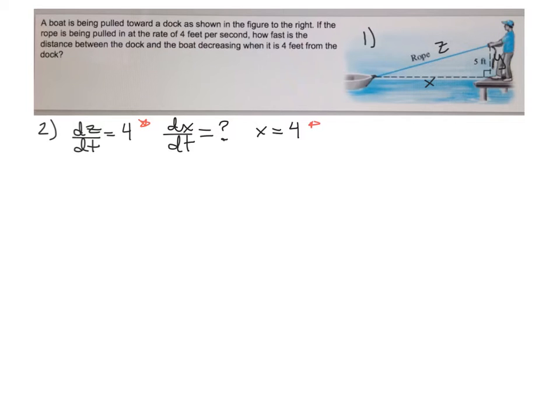Now, something that's not changing in this is y. That is constantly 5. This guy is not lowering and raising the rope at all. He's keeping it at a constant 5. That's labeled in the picture.